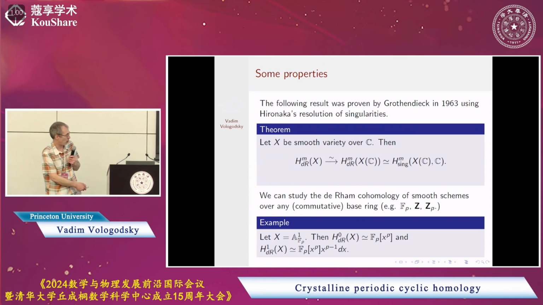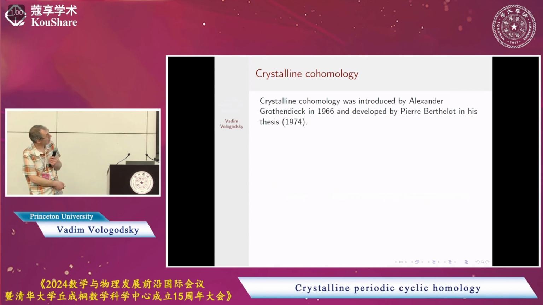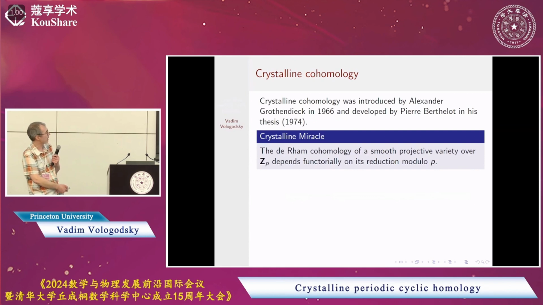Okay, the situation is better if X is projective. Now the next thing I want to tell you about is crystalline homology. This was discovered by Alexander Grothendieck and developed further by Pierre Berthelot in his thesis. The consequence of their construction is the following. Take a smooth projective variety over p-adic integers, given by some equations with p-adic coefficients. Then its de Rham homology functorially depends on the reduction of the variety modulo p.